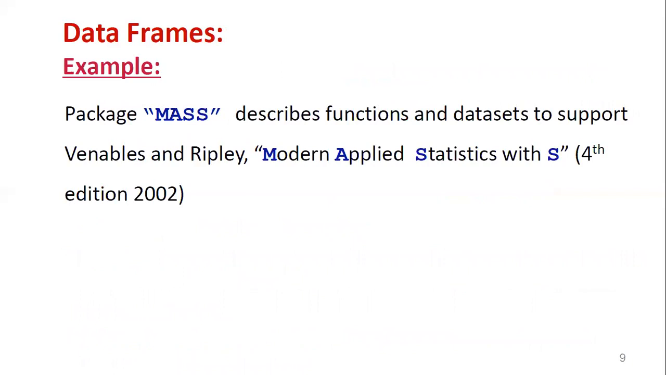Then coming to examples. Here we will discuss one data set called painters, which can be taken from the package MASS. The package MASS describes functions and data sets to support Venables and Ripley, which was written in Modern Applied Statistics with S, 4th edition, in 2002. So by combining the starting letters, Modern M, Applied A, Statistics S with S.